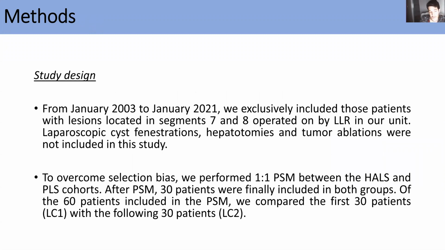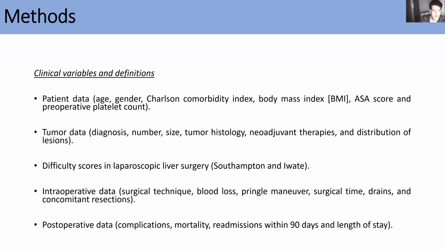From January 2003 to January 2021, we exclusively included those patients with lesions located in segments 7 and 8 operated by laparoscopic liver resection in our unit. To overcome selection bias, we performed 1:1 PSM between both groups, and after PSM, 30 patients were finally included in each group. Of the 60 patients included, we compared the first 30 patients with the following 30 patients.